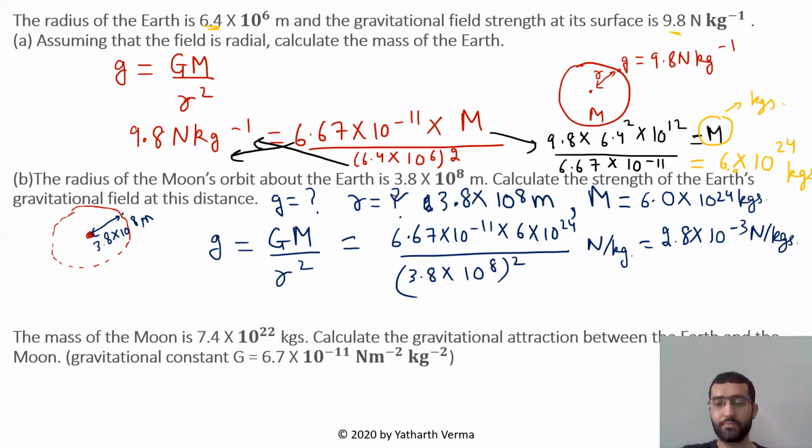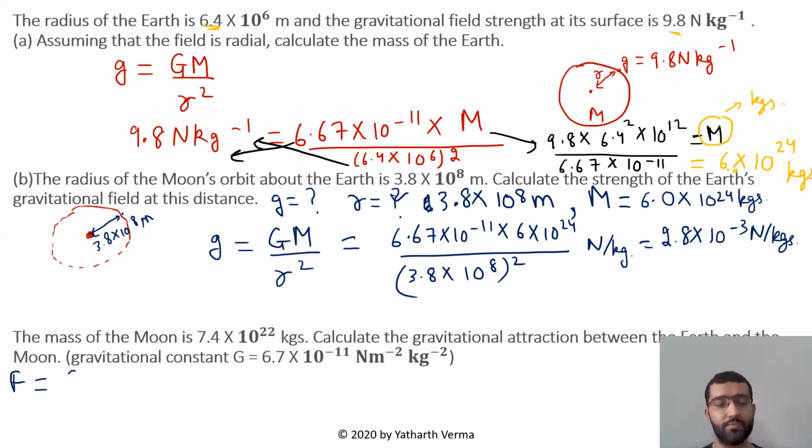Okay. Now the third, so this is the same thing. We are finding the gravitational field strength and we are using the formula directly. Now the third one: the mass of the Moon is also given. Calculate the gravitational attraction between the Earth and the Moon. So basically we have to find the force, right? The distance between the Earth and the Moon is given. Masses of both of them are given. Force is required. So we straight away use the formula.